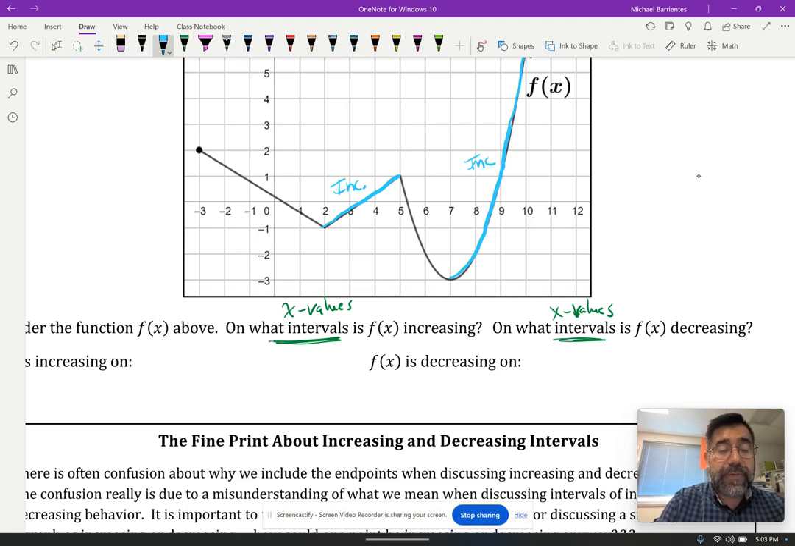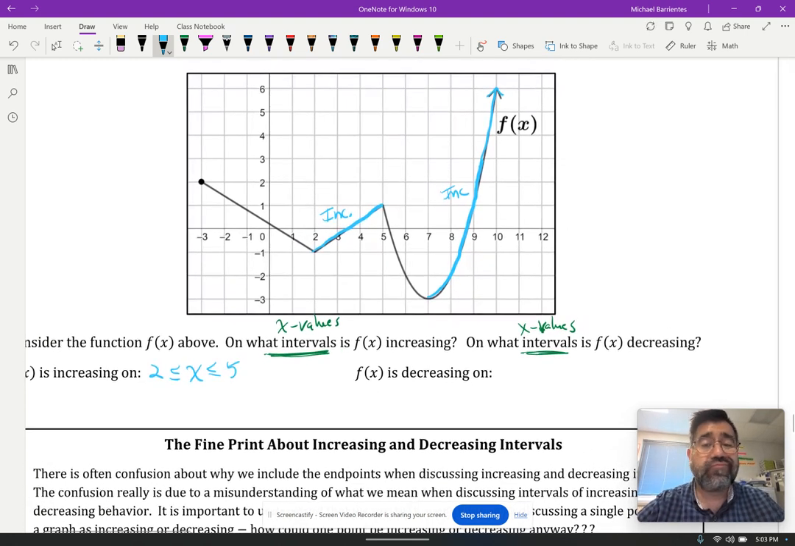So my function is increasing on x's that are between x equals 2 and x equals 5. That would be this first section, that line segment. But it's also increasing for x's that are between, well, the function keeps going up forever as we move to the right. So even if I were to go up to 12, my function would be increasing. Or if I went out to 20, my function would be increasing. If I went out to 100, my function would be increasing because I see this arrow telling me that it continues in that behavior. So we're going to say for x's that are greater than or equal to 7.